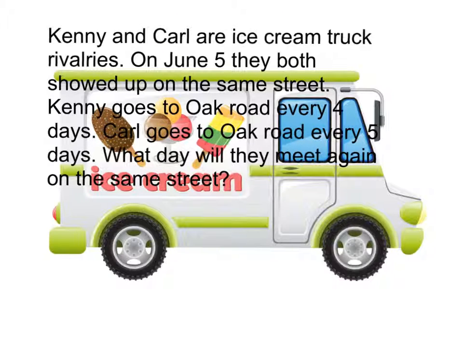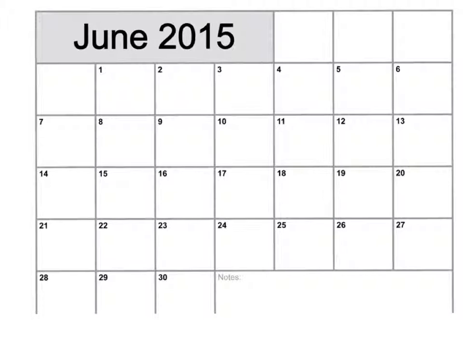Kenny and Carl are ice cream truck rivals. On June 5th, they both showed up on the same street. Kenny goes to Oak Road every 4 days. Carl goes to Oak Road every 5 days. What day will they meet again on the same street? Okay, so we know that Kenny and Carl both went to the same street for ice cream on June 5th.